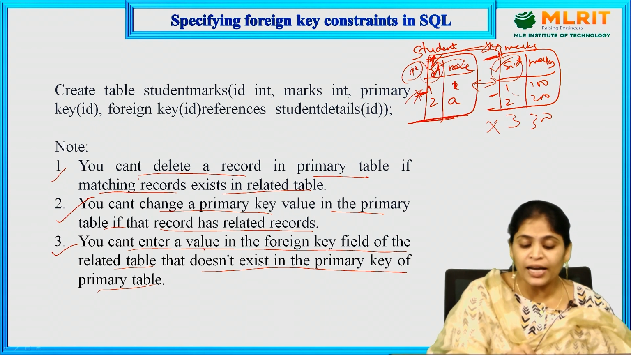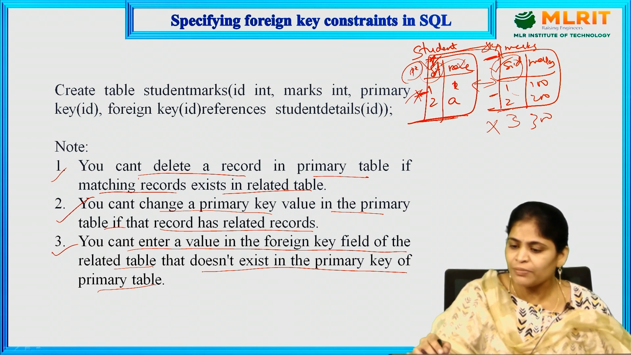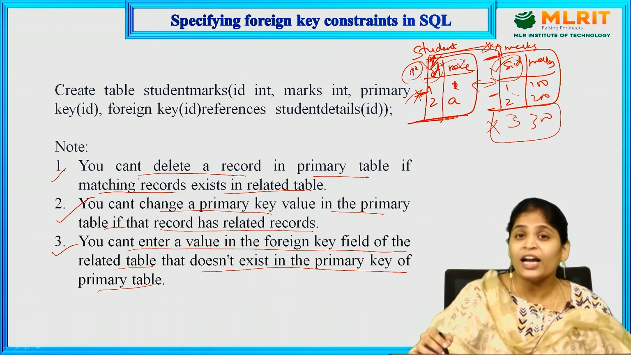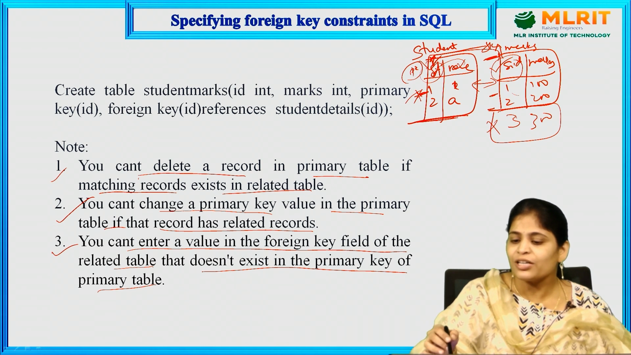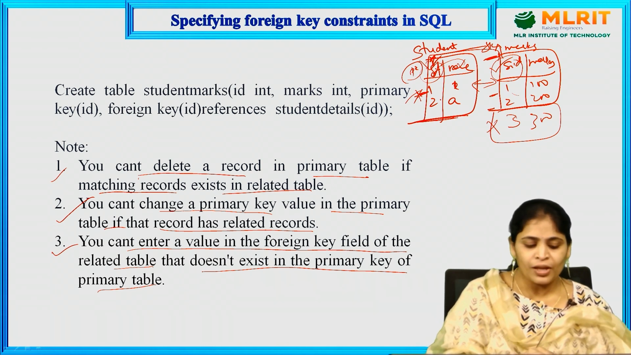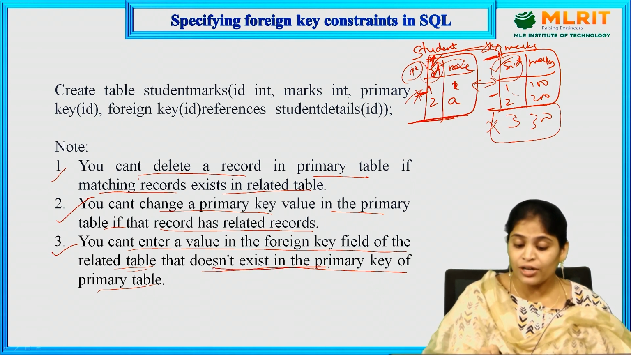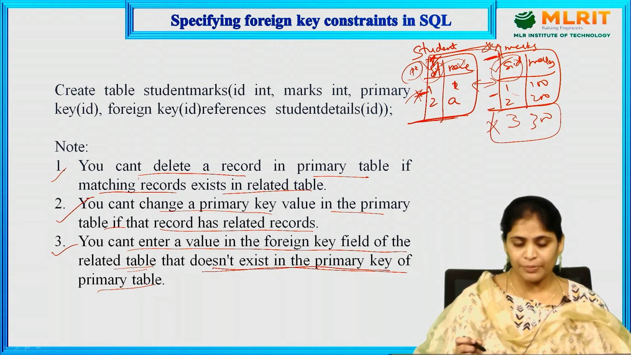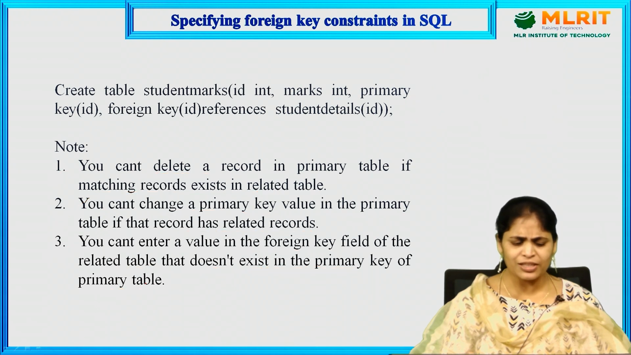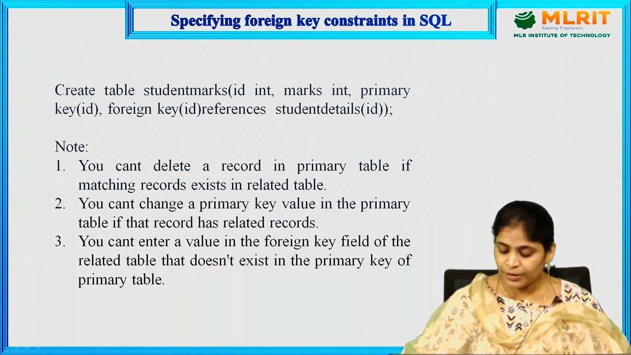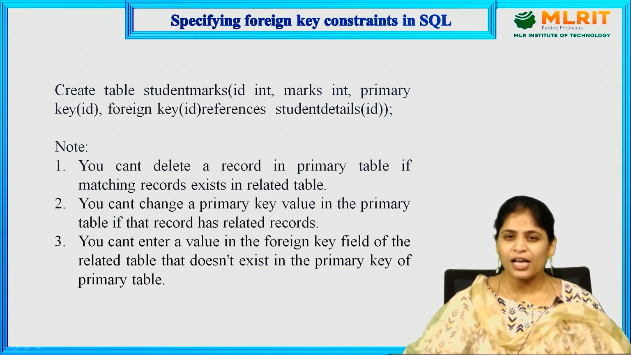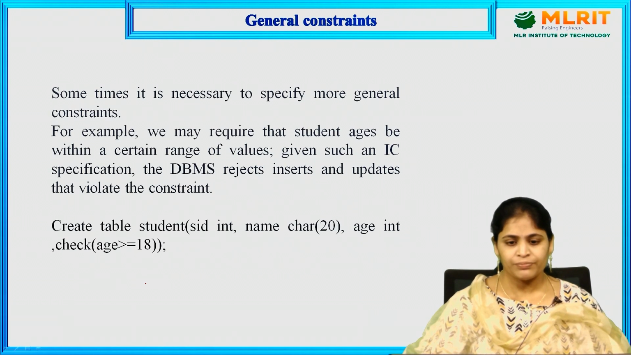You can't enter a value in the foreign key field. That means in this table, you can't enter a new value that is not there in the primary table. You can't enter a value in the foreign key field of the related table that does not exist in the primary key of the primary table. So, these are the 3 points that you have to keep in mind while specifying foreign key constraints in SQL.